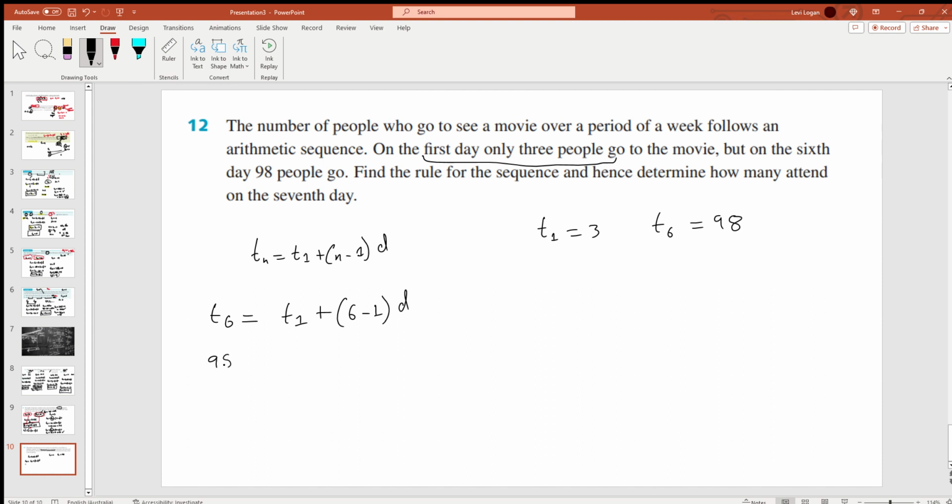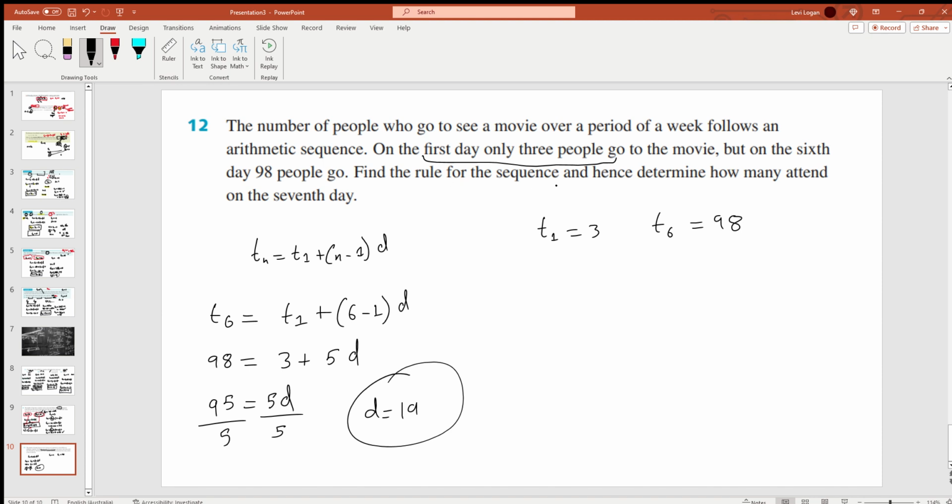So 98 equals 3 plus 5d, minus the 3, so we have 95 equals 5d. Divide by 5, and then you're going to get, I'm not sure what that is, I'll use my calculator, d equals 19. So that means each day 19 new people show up. So it goes 3, then you add 19, which will give you 22, and then it goes on from there. So we've got that term.